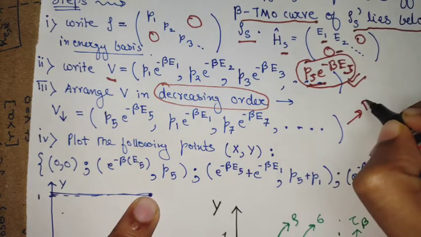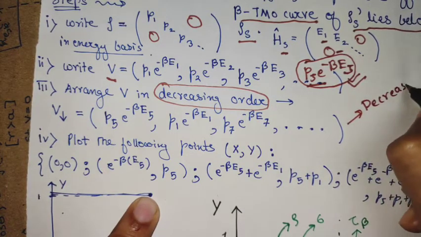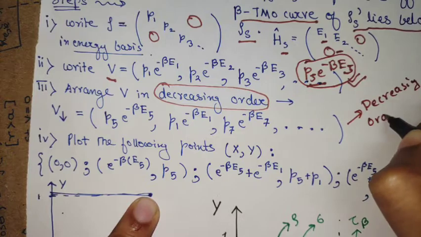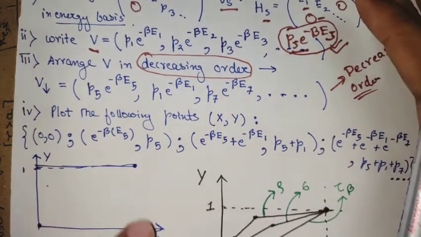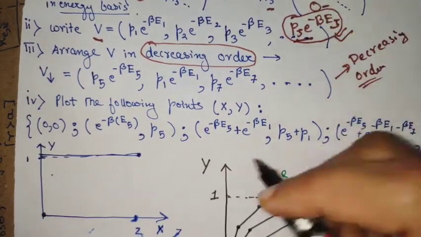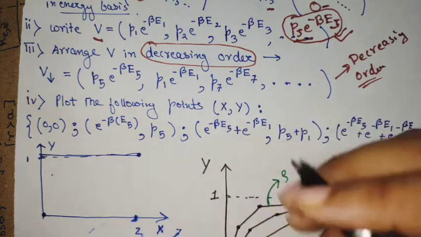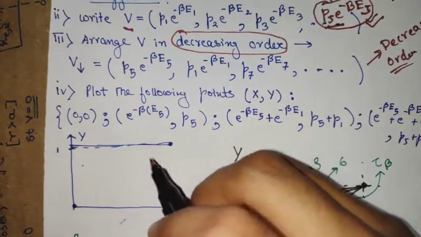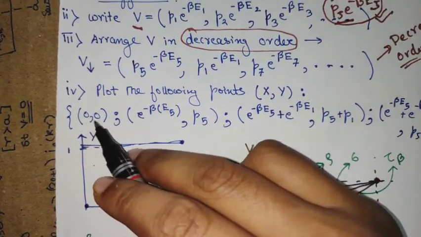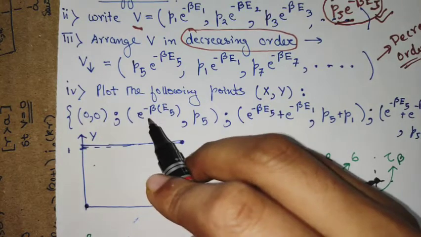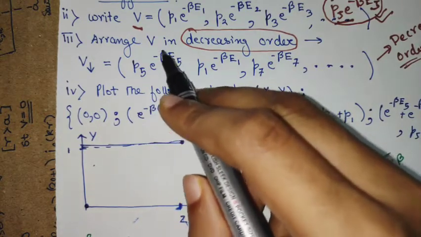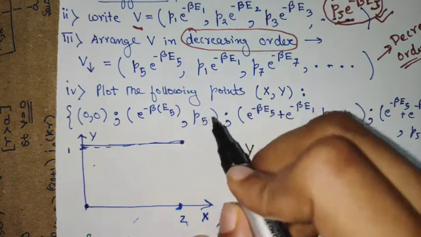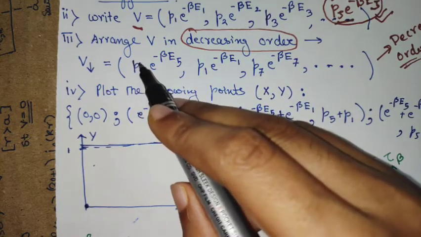So this is in decreasing order. And now we have to plot X and Y points to get a graph. So what are these points? These points are of this form. We start with 0, 0. And now in X-axis, we choose the maximum value of this. And in Y-axis, we choose this point, this.